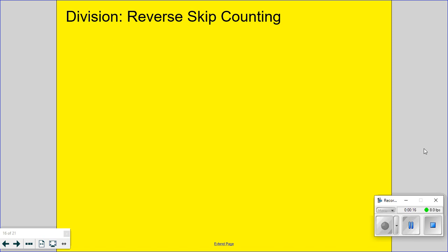We have done skip counting before. When have we done skip counting? Okay. When have we skip counted? Kaden? Yeah, when we're multiplying, when we're counting groups of things. I want you to circle the word skip counting.